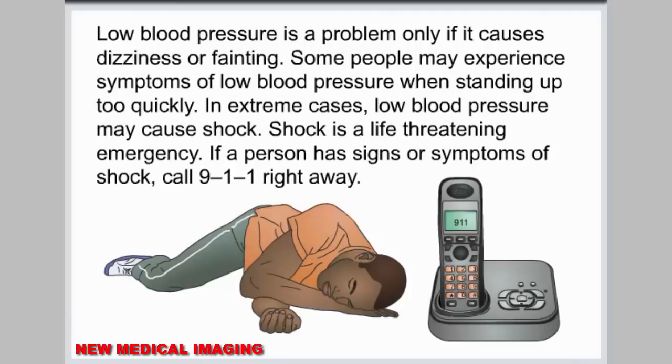Some people may experience symptoms of low blood pressure when standing up too quickly. In extreme cases, low blood pressure may cause shock. Shock is a life-threatening emergency. If a person has signs or symptoms of shock, call 911 right away.